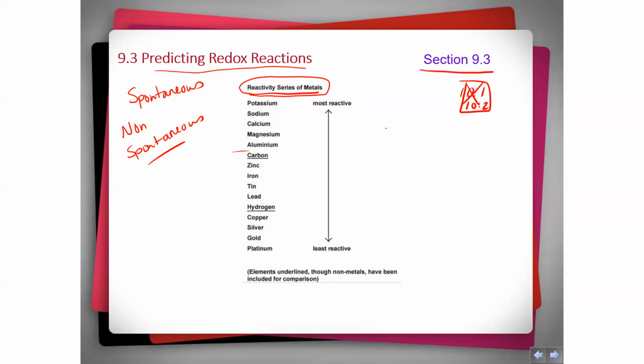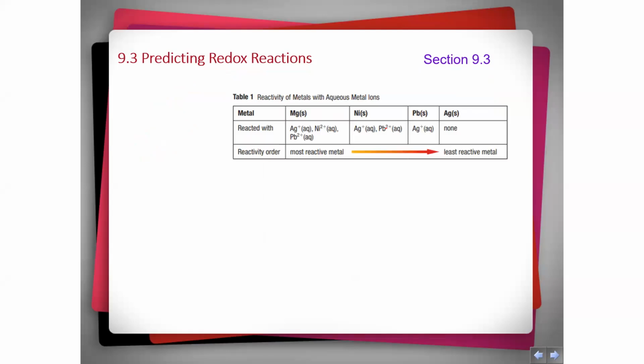First thing we're going to learn is how we actually come up with a table of oxidizing agents and reducing agents and how strong they are. So let's say we studied a bunch of metals. I took some magnesium metal and I put it in a solution that contains silver. And I put it in a solution that contained nickel, and I put it in a solution that contained lead.